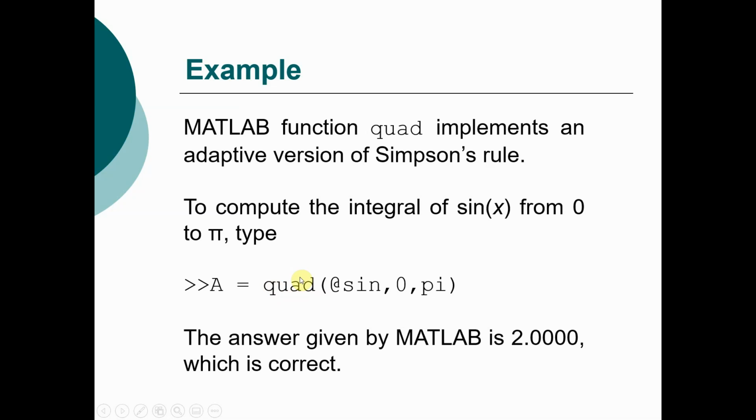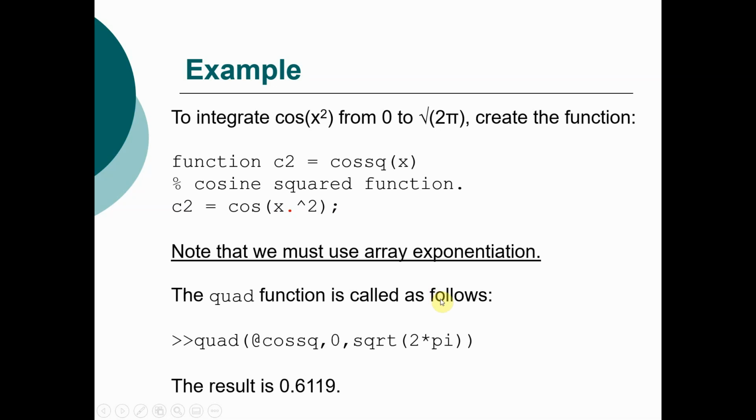Sorry, I got very excited. You can use the quad function. For the quad function, you need a function handle. So here we say add sign, and you need the limits of the integral from 0 to pi. In this case, the answer that we get is almost the exact answer that we expect. Okay, so here it shows another example using the quad function.